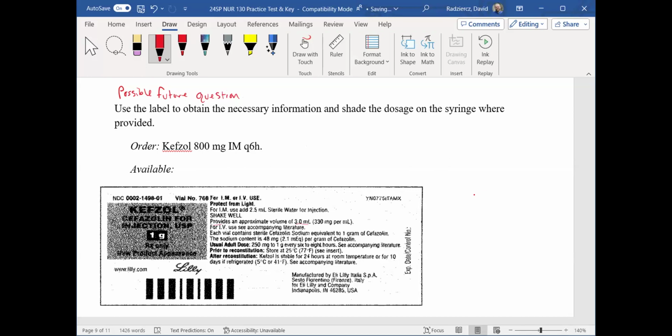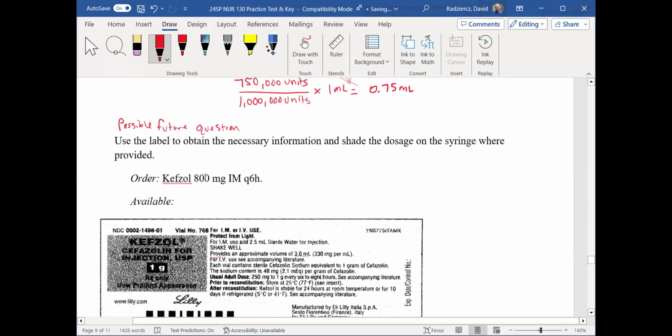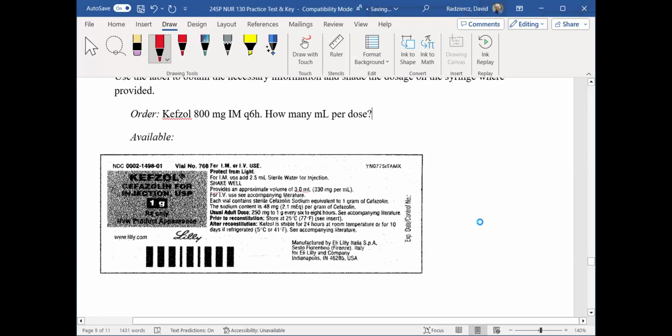So basically what they're going to tell you is you have Kefsol 800 milligrams, IM Q6 available, and then it gives you your label, and then it's going to ask how many ml per dose. So how much would you administer? Okay. Now, when you look at this, the thing that's going to be a little bit confusing is it's going to say Kefsol, and then it's going to say something like it's listed here, and it's just going to have 1 gram listed.